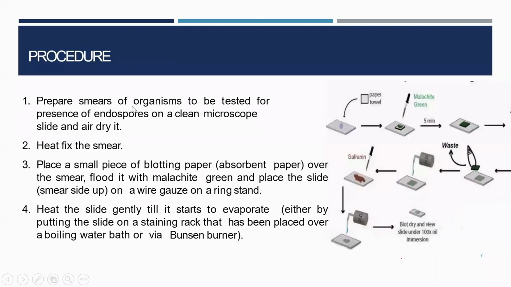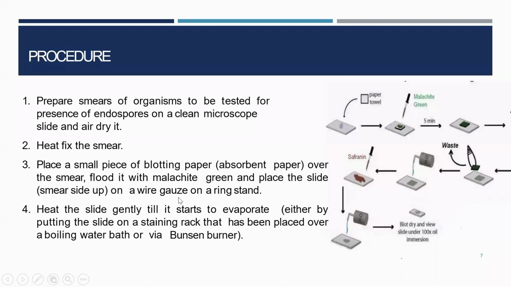Then the procedure. Prepare the smear of the given organism. Take a clean, grease-free slide shown here in this picture. Then take a loopful of suspension of the test organism, make the smear, and allow it to air dry. The second step is heat fixing of the smear. Take the slide and pass it through the flame 2 to 3 times so that the smear gets fixed.